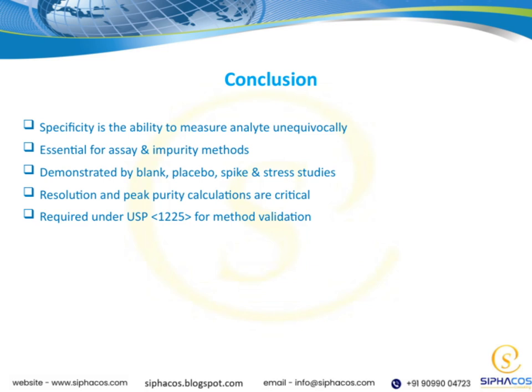Also, resolution and peak purity calculations are critical components in this process. They help us assess whether our peaks are well separated and pure, which is vital for reliable results. And finally, under USP 1225, these parameters are not just recommended, they are required for method validation. So, in essence, ensuring specificity through these approaches is fundamental to developing robust, validated analytical methods.